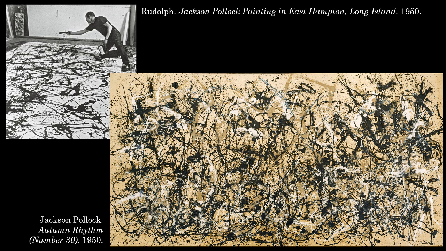These works consist of rhythmic drips, splatters, and dribbles of paint. They're often mural-sized works. This one's about 8 by 17 feet. I'm talking about Autumn Rhythm 30. And because of this, these fields of pigment often envelop the viewer. Not only were the final compositions unlike anything the world had seen before, but the way that Pollock created these works was also completely new.